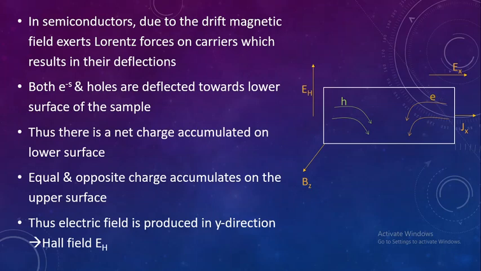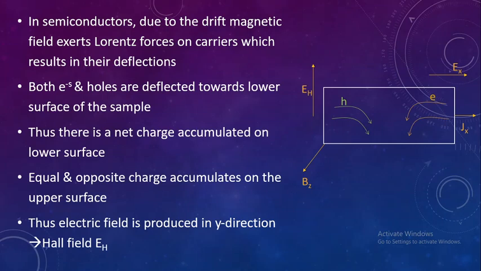Simultaneously the net opposite charge will be accumulated on the upper surface, due to which there will be an electric field produced, which will be perpendicular to both the direction of the magnetic field applied and the current within the semiconductor. That is nothing but your Hall field, and here it will be produced in the y direction as the current is flowing along the x direction and the magnetic field is along the z direction. We need to remember that in the Hall effect, all three parameters are always perpendicular. If they are not perpendicular, then the Hall effect is not going to take place. The effect is going to change.